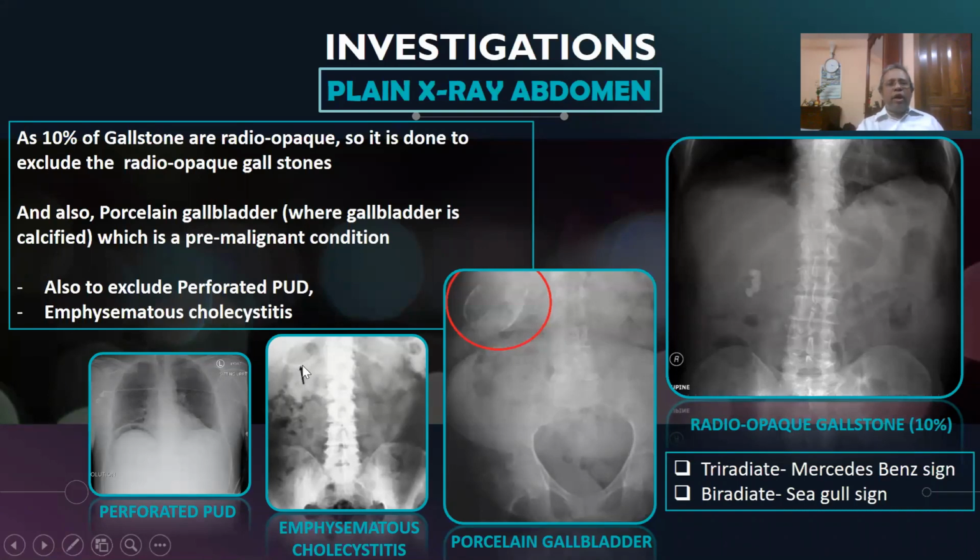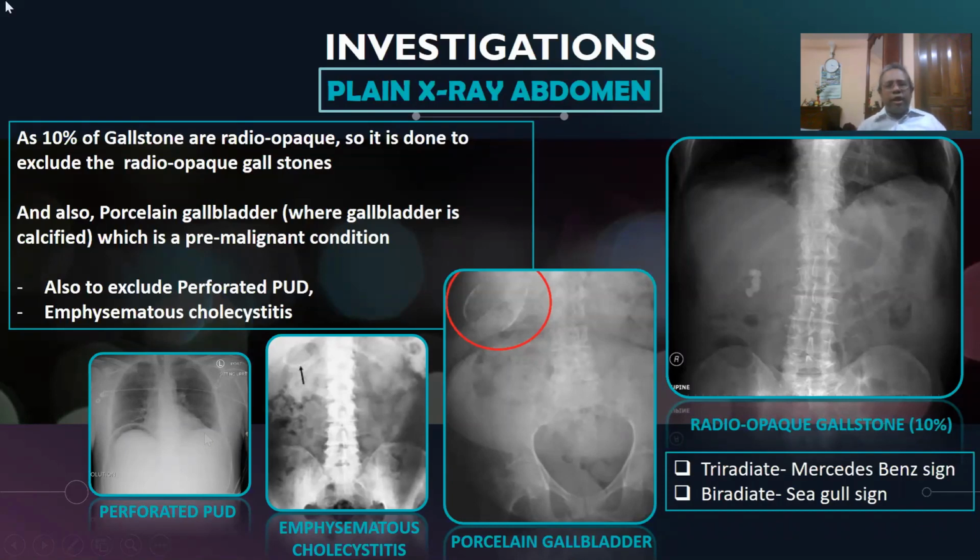And look at the picture. There are gas shadows, rounded gas shadows in the gallbladder fossa. So most likely it's emphysematous cholecystitis. And do an X-ray chest in erect posture or plain X-ray abdomen including both domes. There is a crescentic gas shadow. That crescent on the right side, there is a gas shadow. This represents the perforation. So that crescentic gas shadow may be on the right side, may be on the left side.